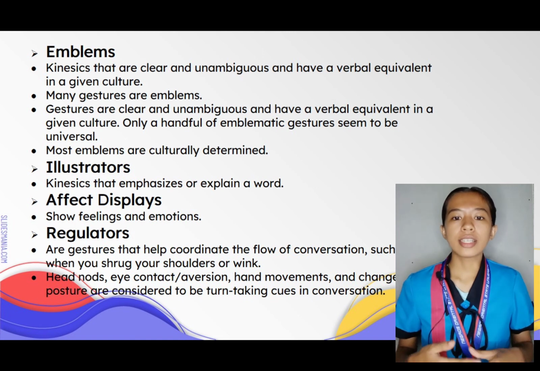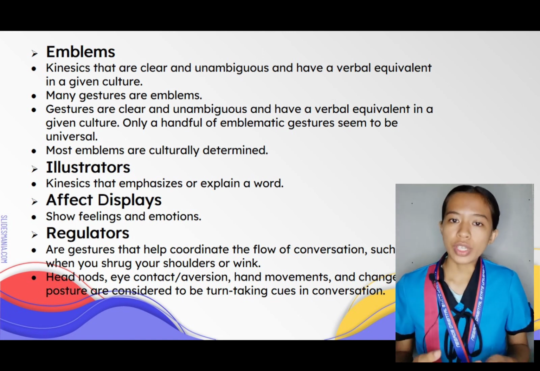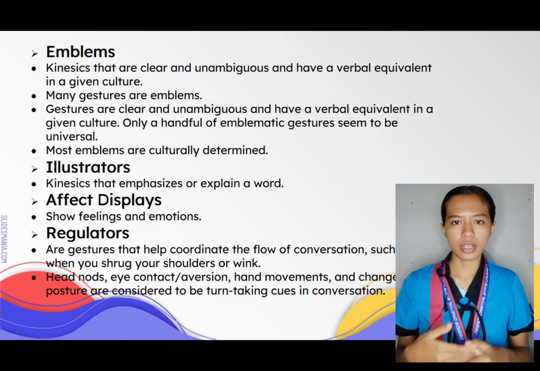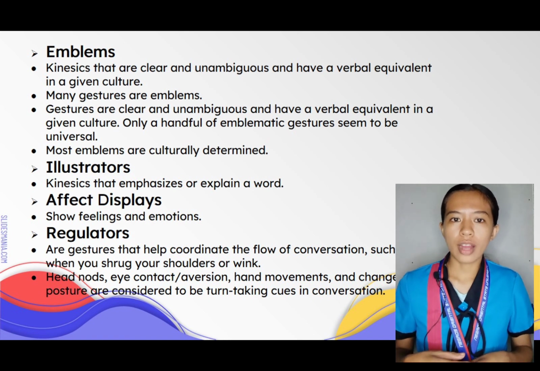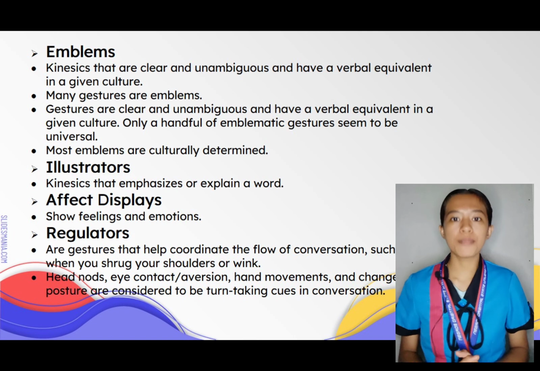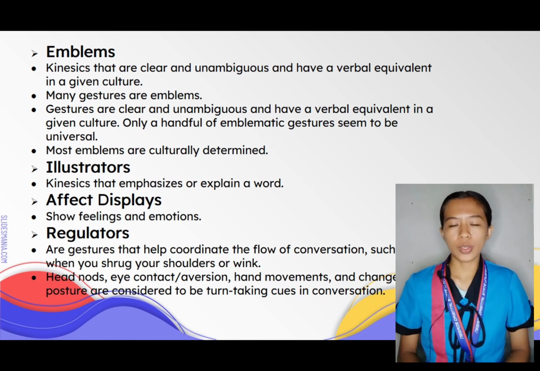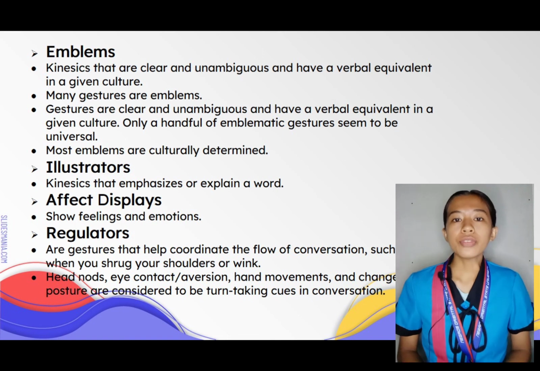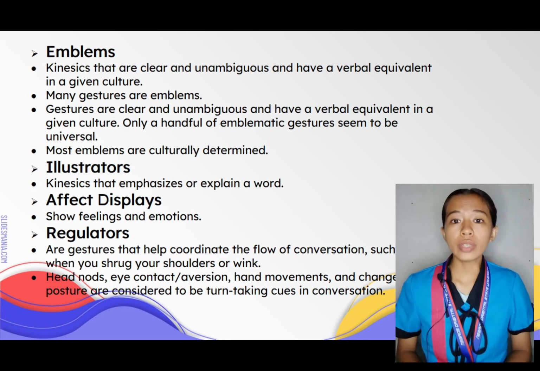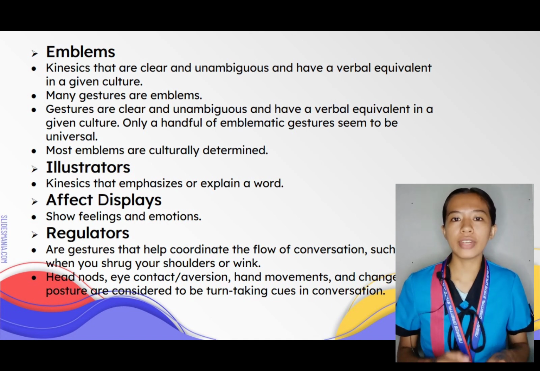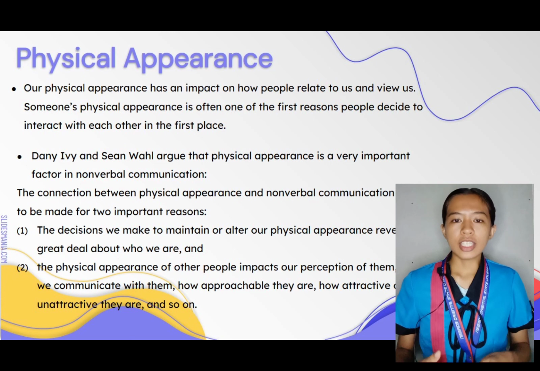Regulators, as discussed earlier, are gestures that help coordinate the flow of conversation, such as when you shrug your shoulders or wink. Head nods, eye contact or aversion, hand movements, and changes in posture are considered to be turn-taking cues in conversation. Individuals may sit back when listening but shift forward to indicate a desire to speak. Eye contact shifts frequently during a conversation to indicate listening or a desire to speak. Head nods are used as a sign of listening and often indicate that the speaker should continue speaking.